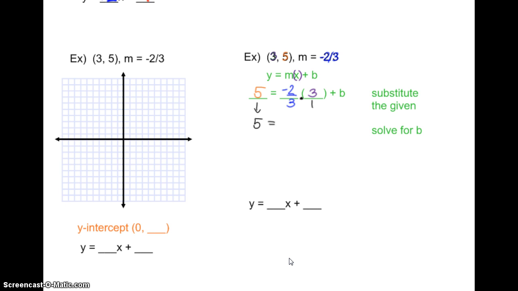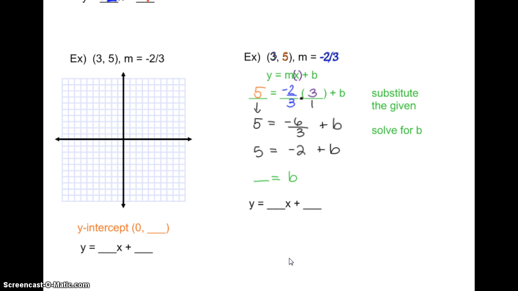If you're going to multiply the fractions, remember, make 3 a fraction by putting it over 1. Multiply numerator to numerator and denominator to denominator. So -2 times 3 makes -6, and 3 times 1 makes 3. Just remember you can simplify. -6 over 3 becomes -2.